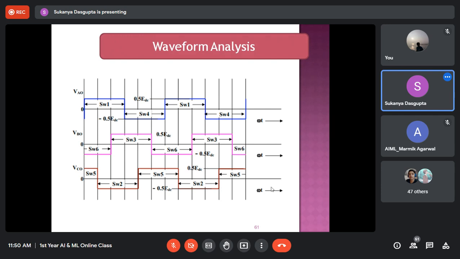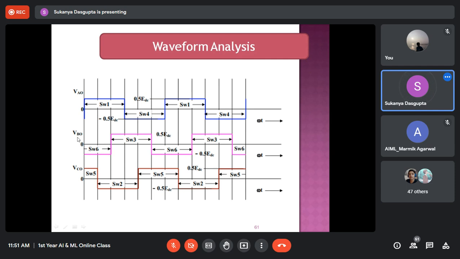Okay. What are VA0, VB0, VC0? These are basically phase voltages. Switch 1, SW1, is working for 180 degrees. This is 60, 60, 60, so the total is 180 degrees. And when switch 1 is working, definitely switch 4 will not be working. So switch 4 will be working from 180 degrees to 360 degrees, because initially we have chosen a 50 hertz AC signal.